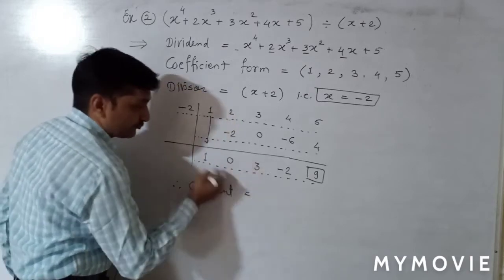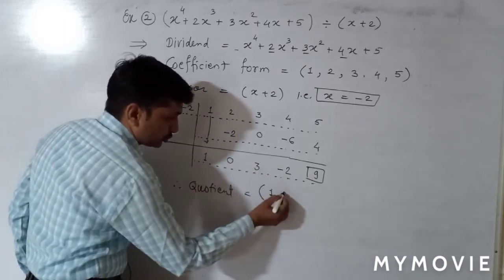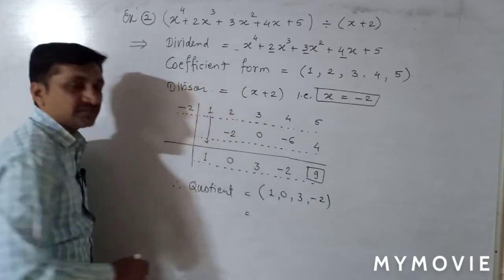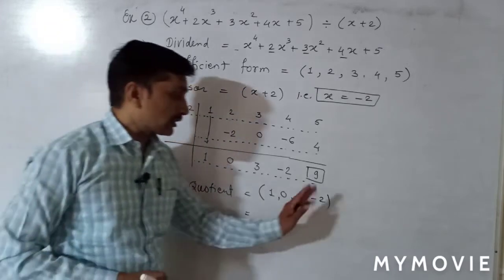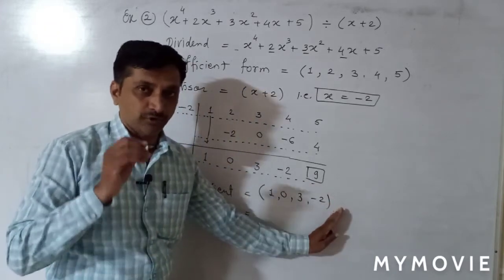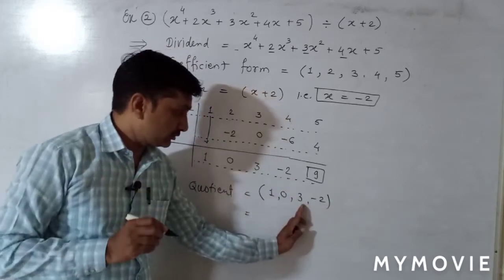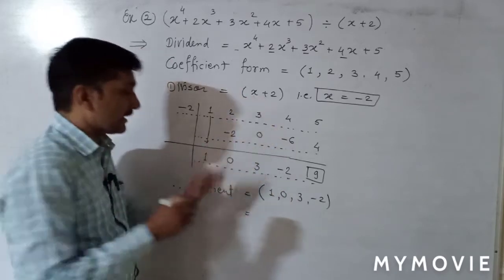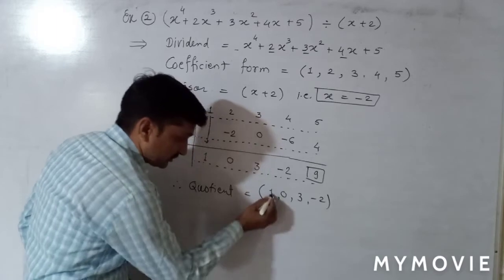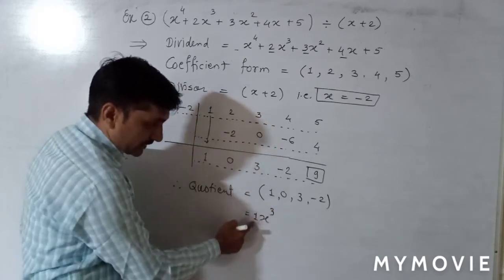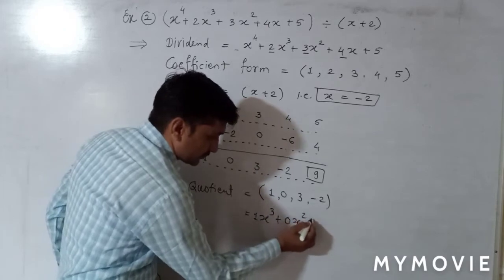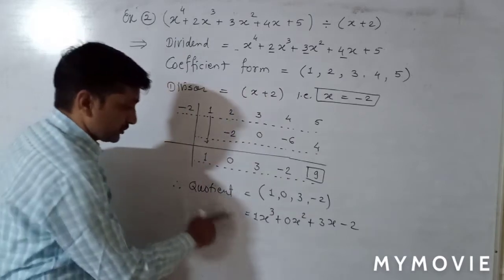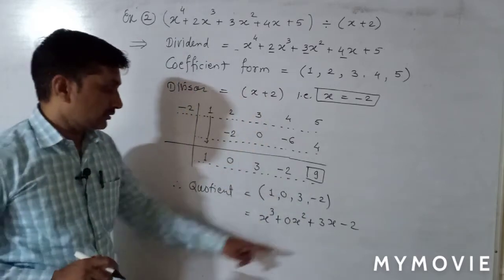The quotient in coefficient form in brackets is 1, 0, 3, minus 2. And write this in index form. For index form, count the powers from the right side. We want power first, no? 0, 1, 2, 3 means power 3. Power 3, and what is the variable? X. It's 1x cube, but this 1 we don't write. 1x cube plus 0x square plus 3x minus 2. This is the quotient, but this 1 we don't write.